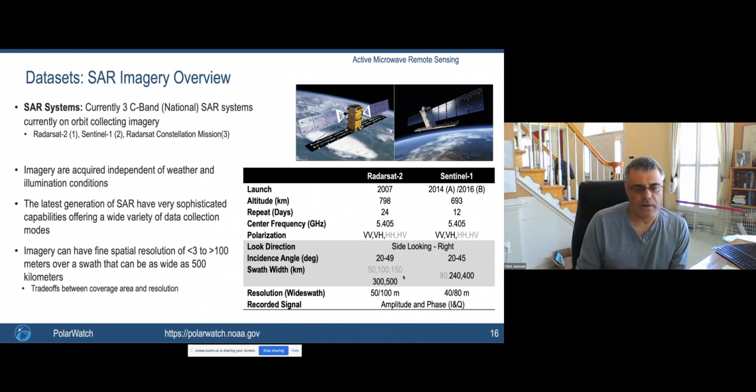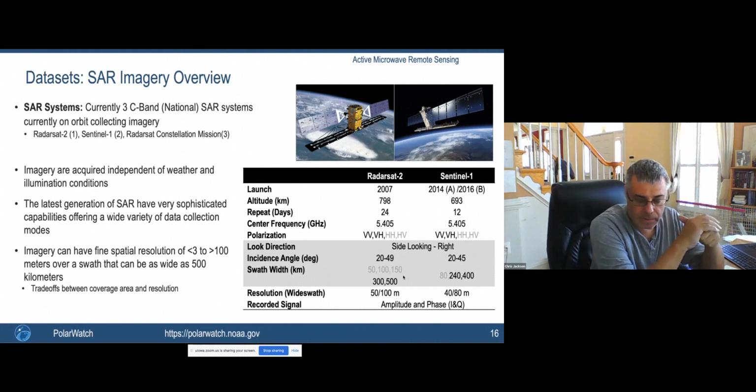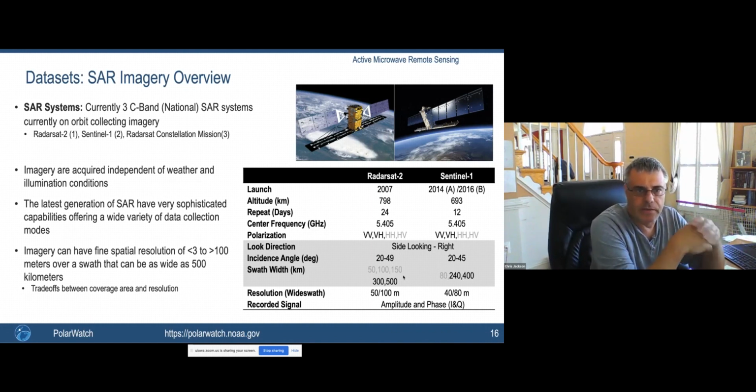I'm going to give you a quick overview of the satellites we're using, primarily for this environmental type of work, and then examples of some of the products that have come out and that will eventually find their way onto Polar Watch. Right now we're going to talk about the Sentinel and RadarSat-2 systems, and these are C-band. I call them national SAR systems because they were put up not by private companies but by governments. RadarSat-2 is a combination of the Canadian Space Agency and McDonnell Detweiler Corporation in Canada, Sentinel-1 by the Europeans, and the RadarSat Constellation mission is a Canadian Space Agency mission.